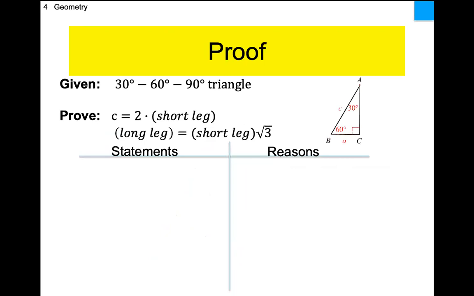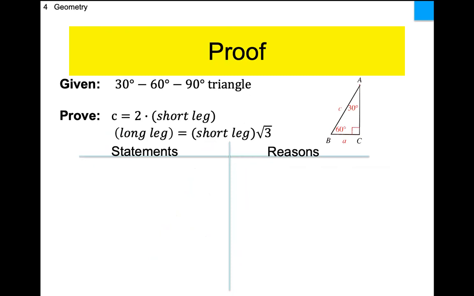Okay. All right. So this is probably the longest proof of the year so far. Oh, brother. And that's only because they want us to prove two things here. They want us to prove two different relationships: that the hypotenuse, C, is double the short leg, and that the long leg is equal to the short leg times the square root of 3.